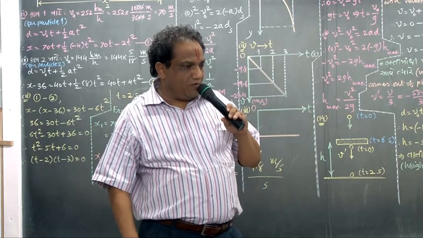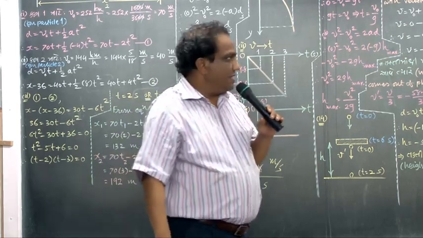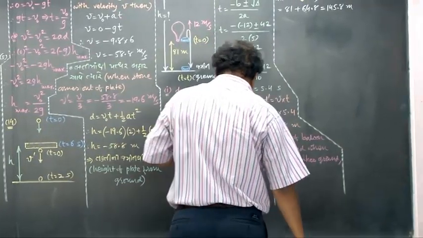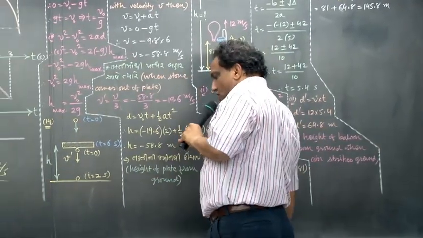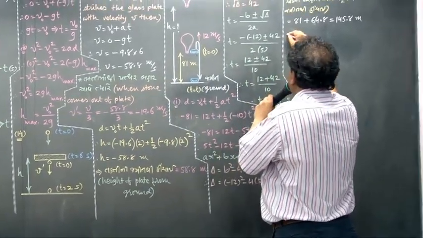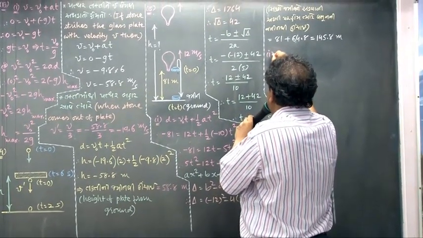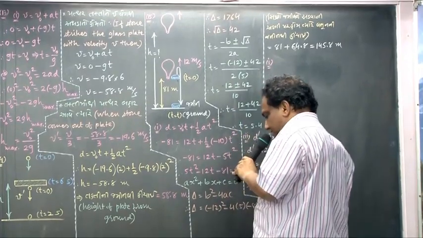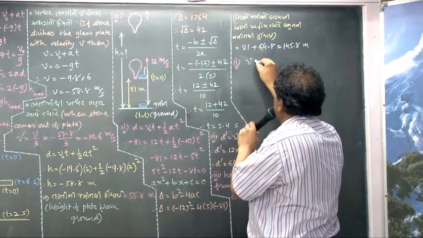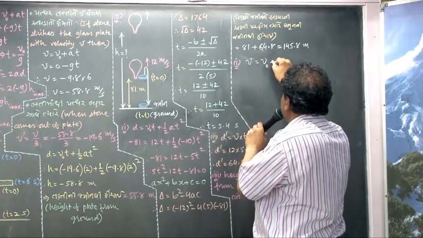At the end of t equal to 2 seconds, right below that, look here. First of all, try to understand. Number 1. Look here. V equals V0 plus at.